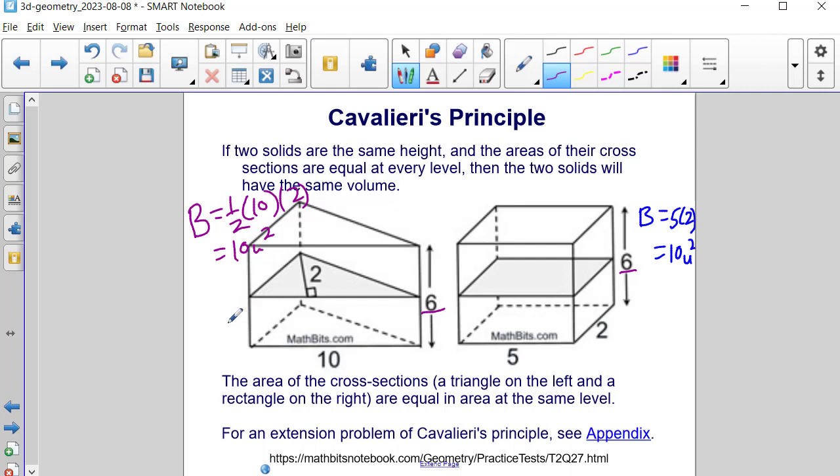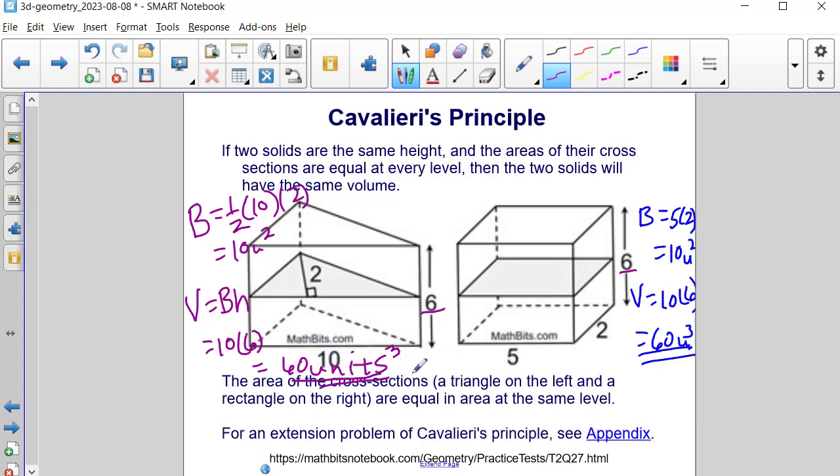And if we find the volume of each, which is going to be area of the base times the height of the prism, we're going to have the 10 that we just found in this triangular prism times the height, which is 6, and that gives us a volume of 60 cubic units. And if we do the volume over here, it's going to be area of our base, 10, times the height, 6, so it's also going to be 60 cubic units.